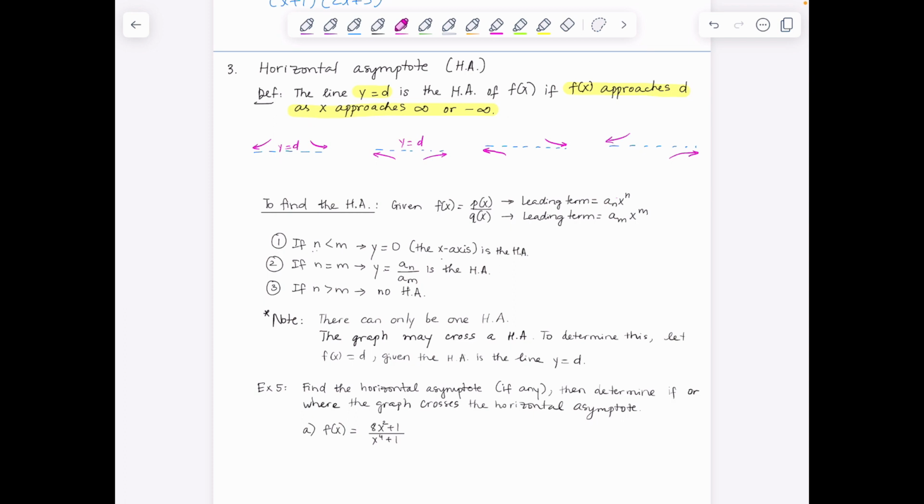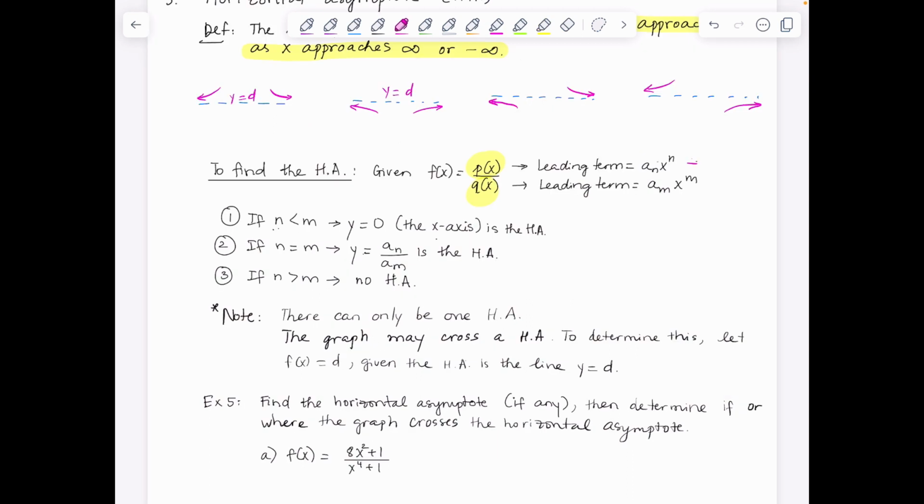To find the horizontal asymptote, given f of x is equal to p of x over q of x, we do need to determine the leading term of the numerator and of the denominator. So the numerator here would have degree n, since it has the highest exponent being n, and the denominator should have the degree m.